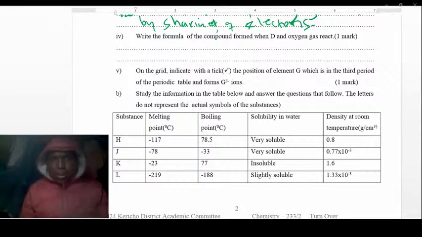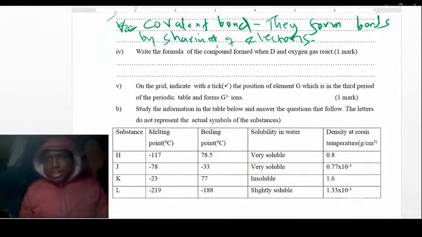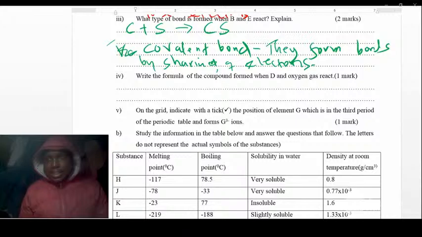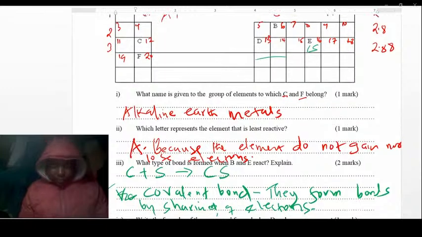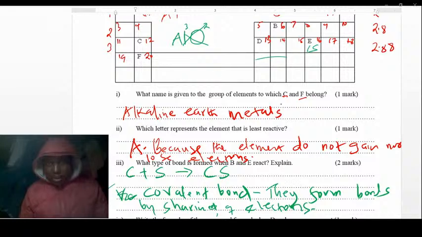Write the formula for the compound formed when D and oxygen react. So you go back to the table and check which one is D. D is number 13, and that is aluminium. Aluminium, when it reacts with oxygen, forms aluminium oxide. Aluminium has a valence of 3, oxygen has a valence of 2. So they interchange, and they will form aluminium oxide.